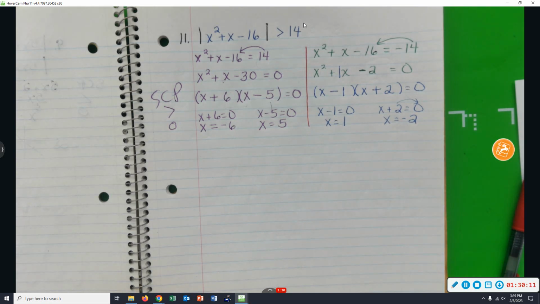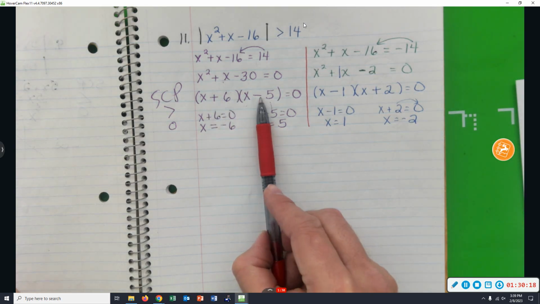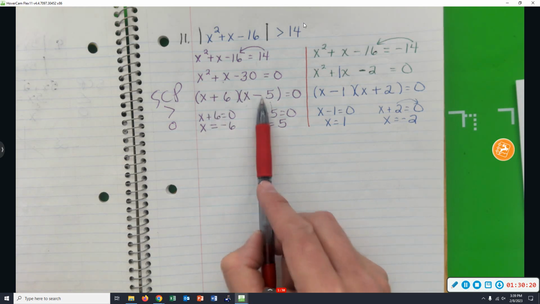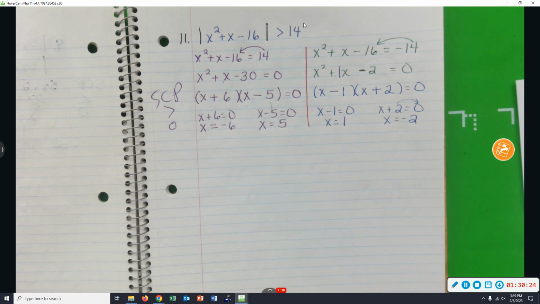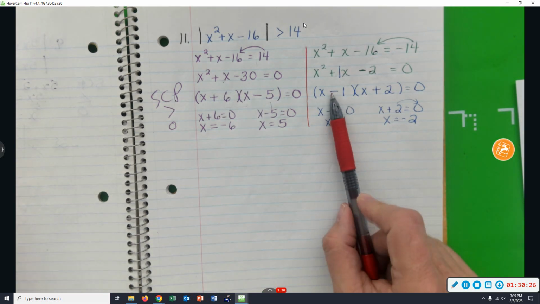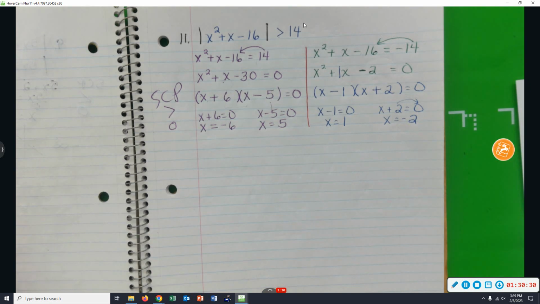But let's look back at the factorizations. Are we going to have to check every one of those intervals? Do we have repeated factors? X plus 6, x minus 5, those are different. X minus 1. Look at the 4 sets of parentheses. Are they all different? Yes.